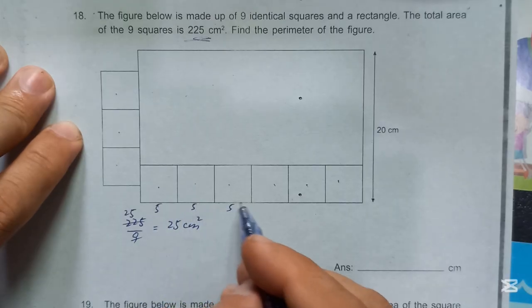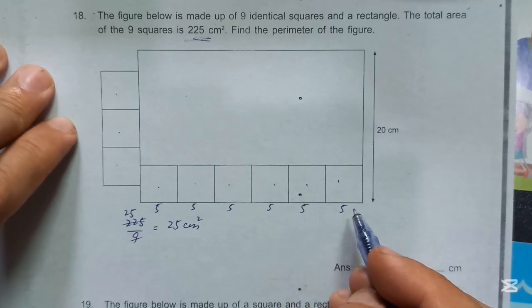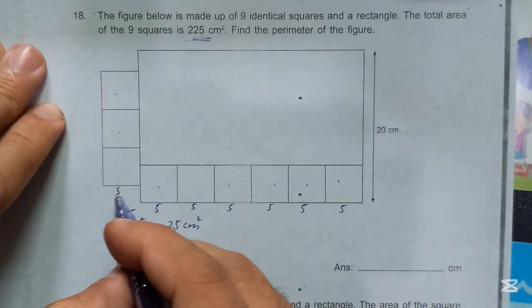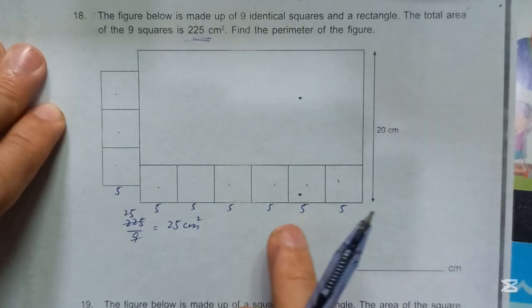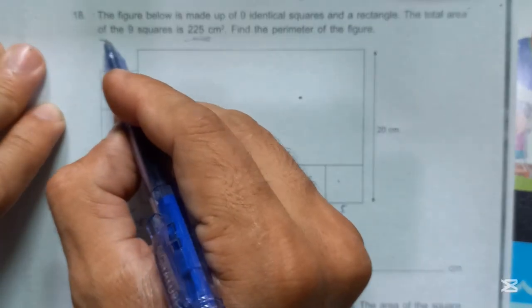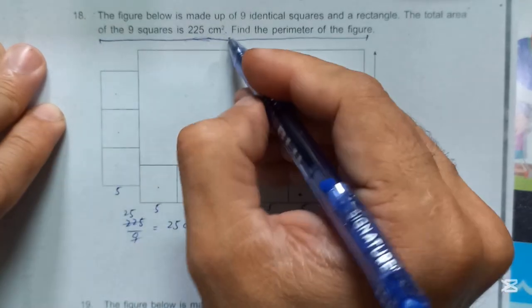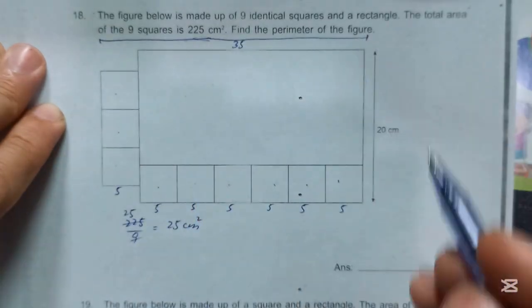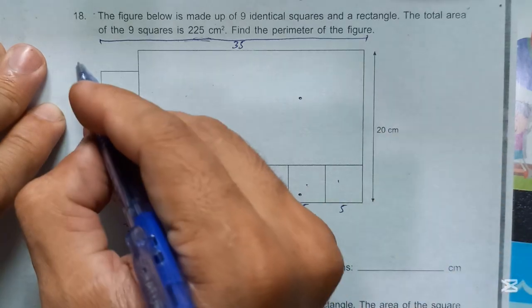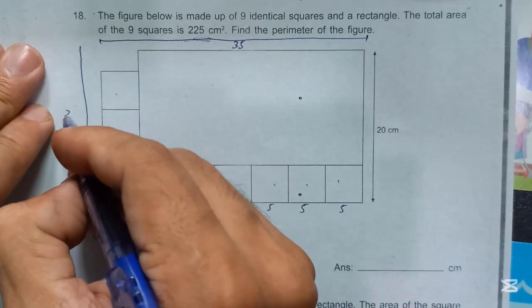So 5, 5, 5, 5, 5, and 5, and this side will also be 5. So 1, 2, 3, 4, 5, 6, 7. 7 fives are 35. So this is the length, that is 35. Okay, this side is 20. So in total, this total side will be 20.